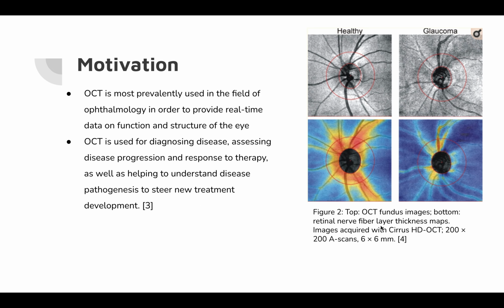OCT is most prevalently used in the field of ophthalmology in order to provide real-time data on function and structure of the eye. OCT can provide high-resolution 3D images of tissue structure very quickly to gauge conditions such as macular degeneration or chorioretinopathy. OCT is used for diagnosing diseases, assessing disease progression and response to therapy, as well as helping to understand disease pathogenesis to steer new treatment development. On the right, you can see OCT fundus images as well as retinal nerve fiber layer thickness maps acquired with Fourier domain OCT.